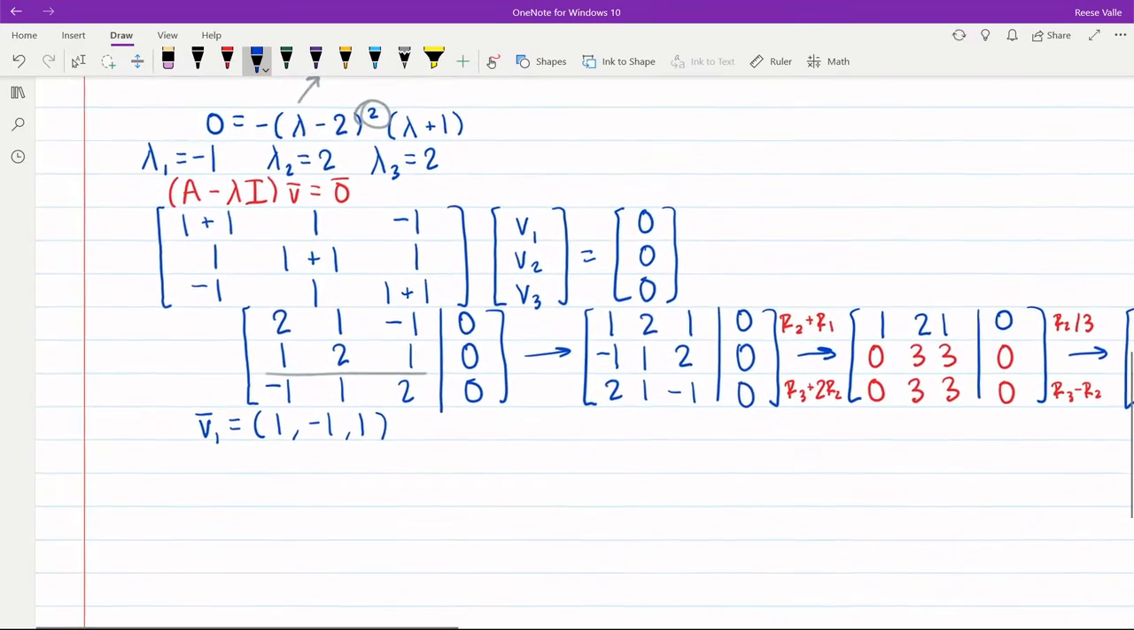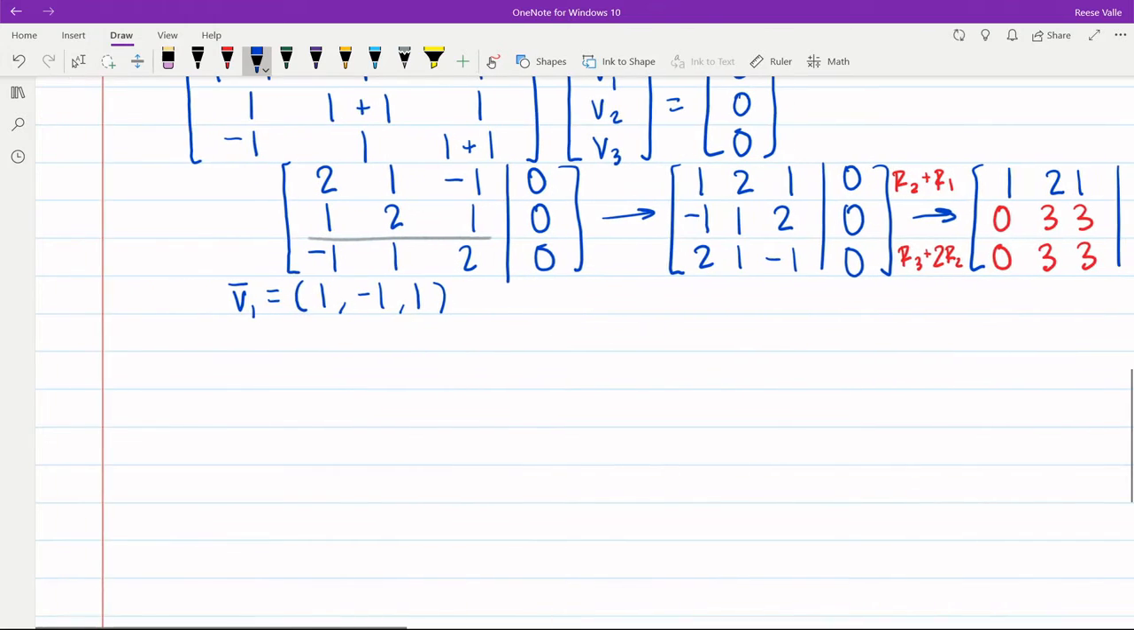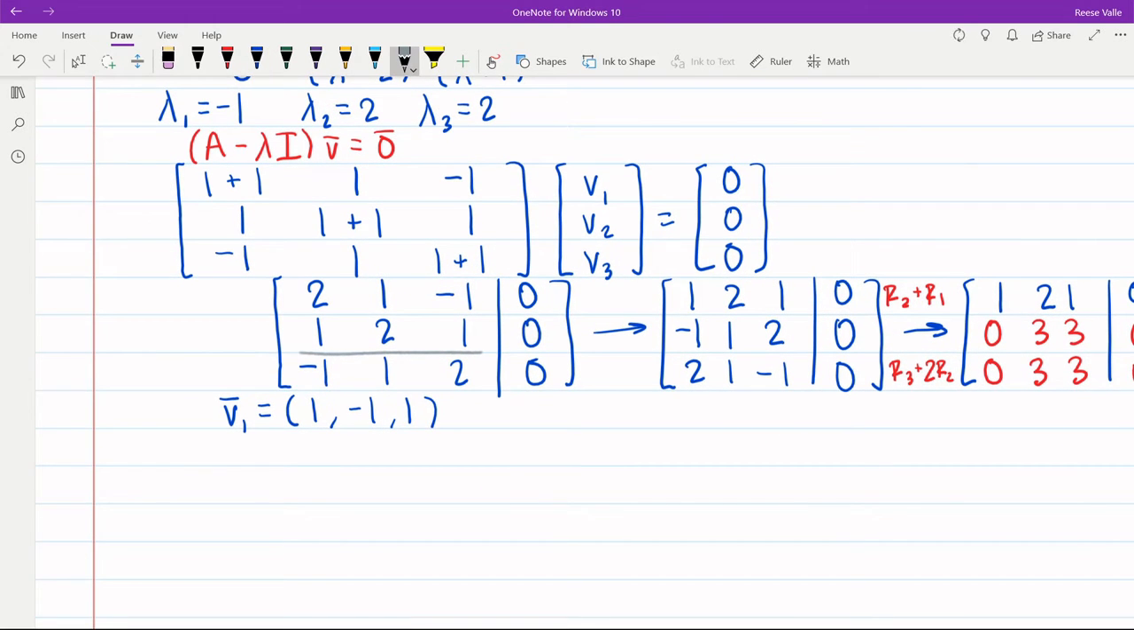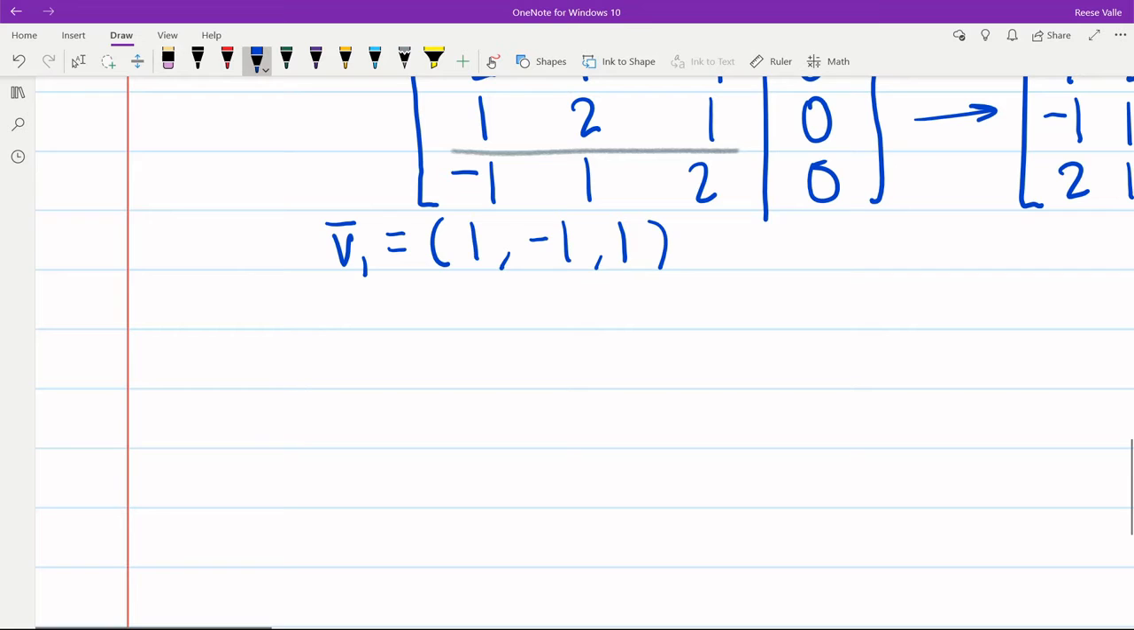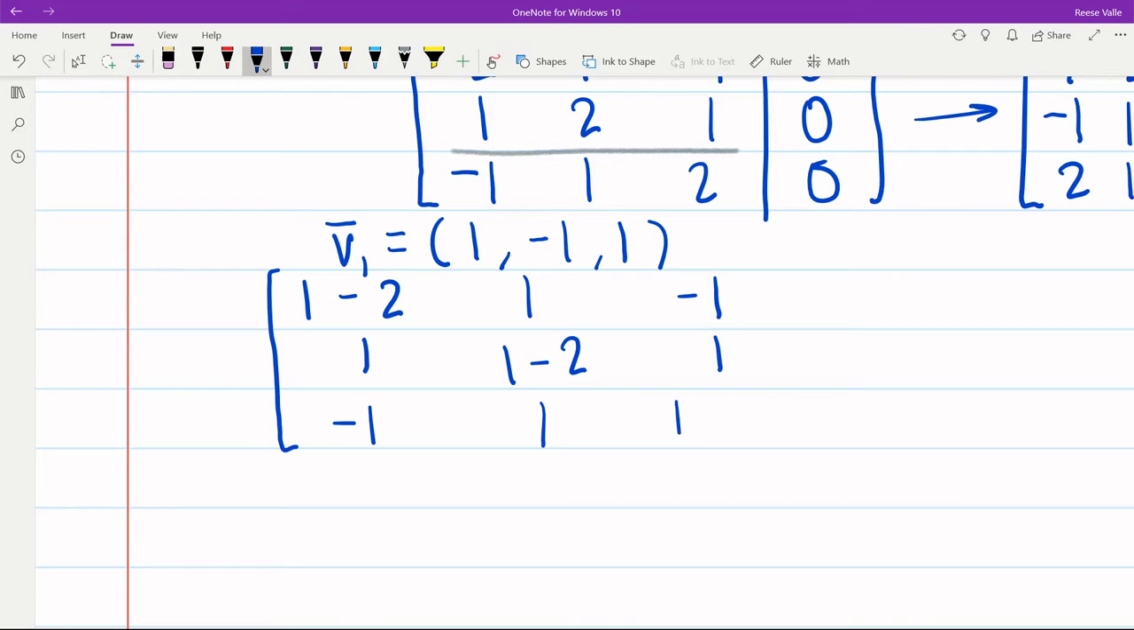Okay, now it's time to do the second one. So I'm going to assume that you know how to do this part now, since I did it once. So I'm just going to skip to 1 minus 2, 1, negative 1, 1 minus 2, 1, negative 1, 1, 1 minus 2. Set that equal to 0.